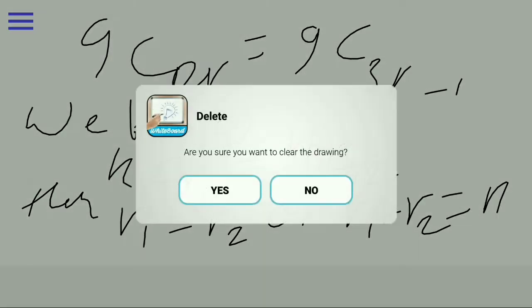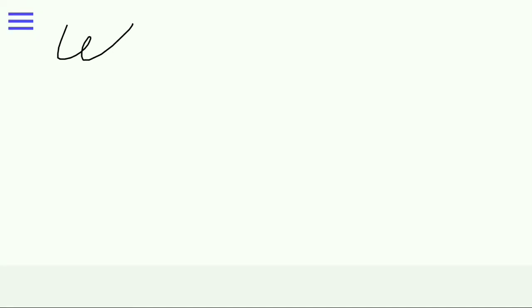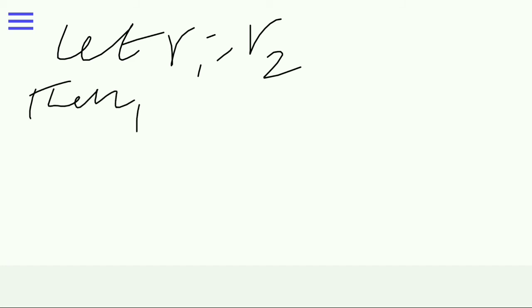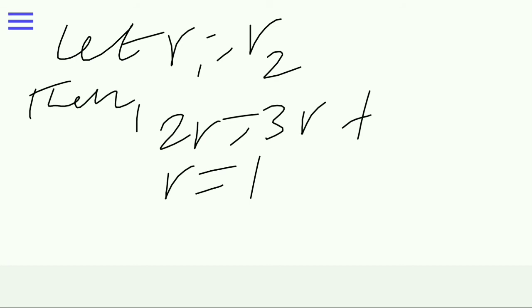So first let r1 equals r2. Assuming r1 equals r2, then we have 2r equals 3r minus 1. After solving we will get r equals 1.